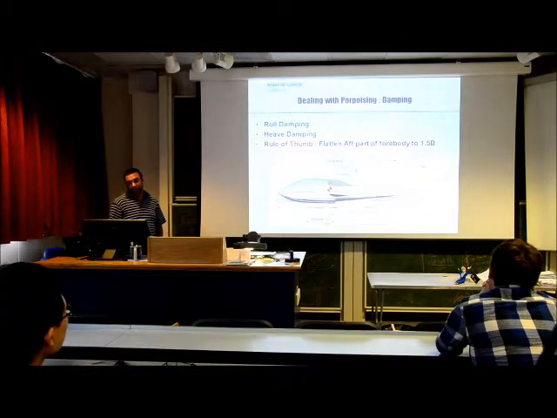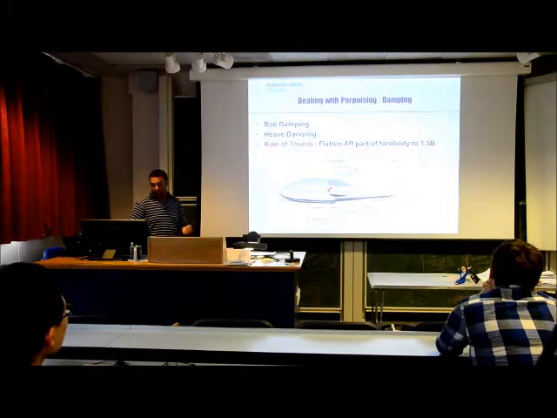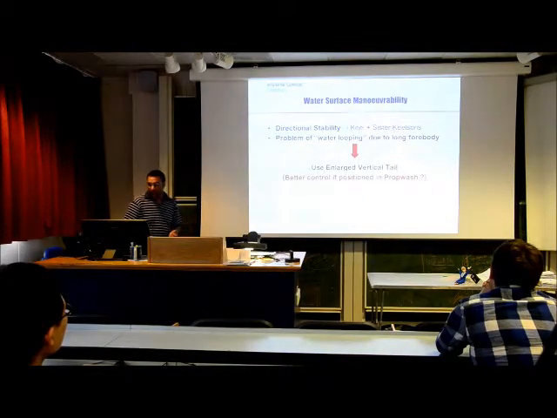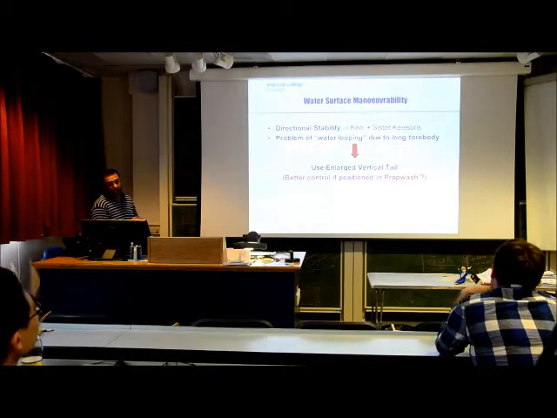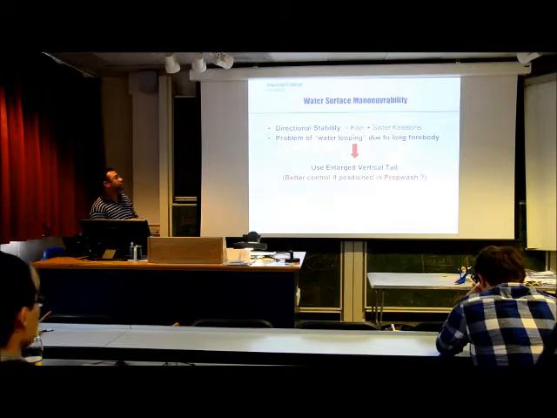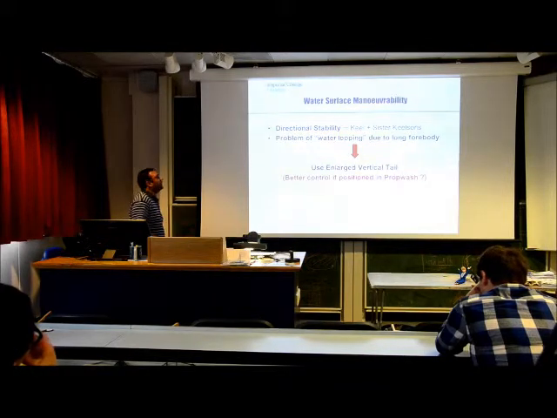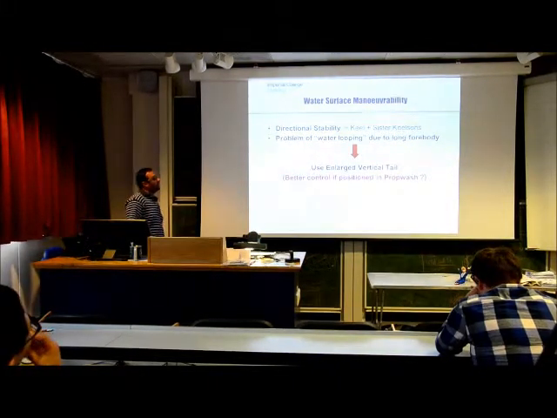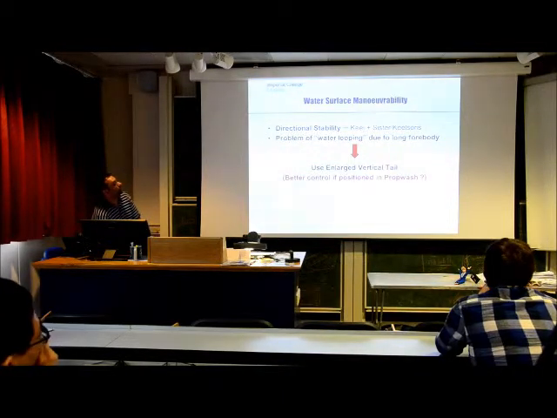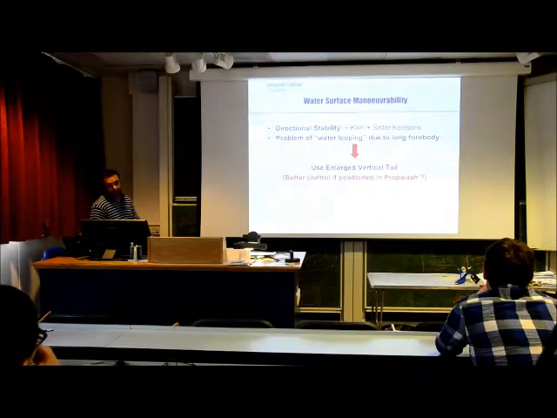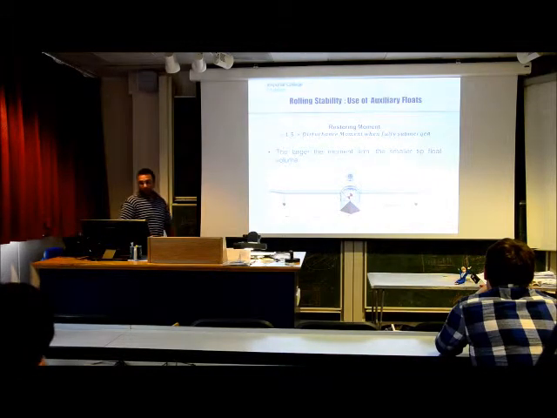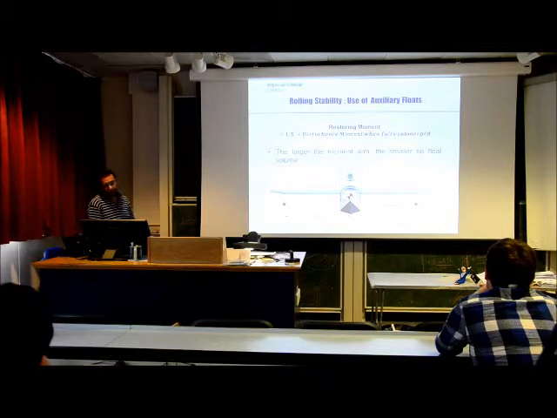So a rule of thumb would be to flatten the aft part of the forebody to 1.5 times the width of the hull. And in terms of directional stability, keel and keelsons tend to keep the craft in a straight line direction, and a large vertical tail on the other side can be used to attenuate the water looping effect due to a long forebody. But the idea again is whether to position it in the prop wash or not. The use of auxiliary floats has been mentioned last week.